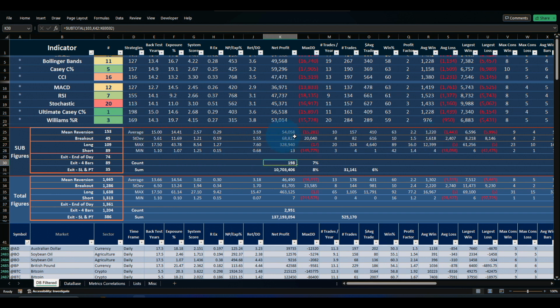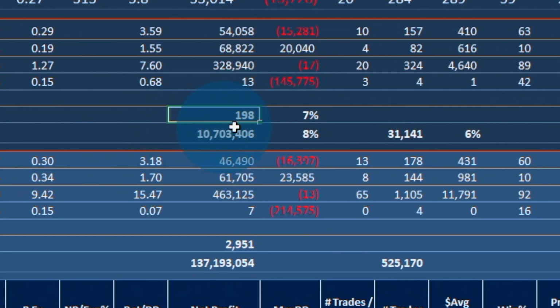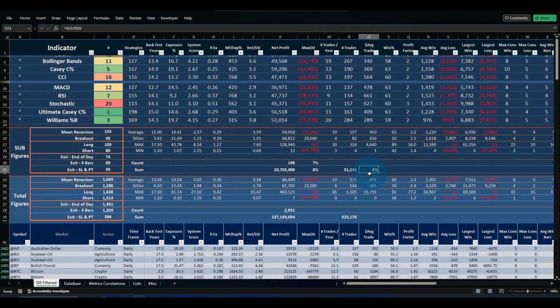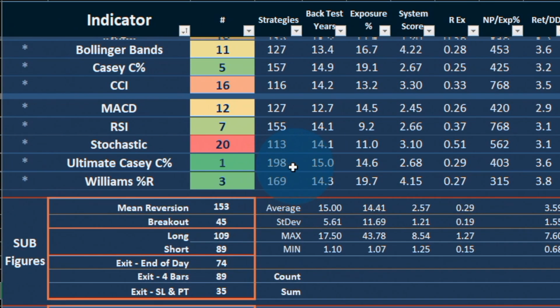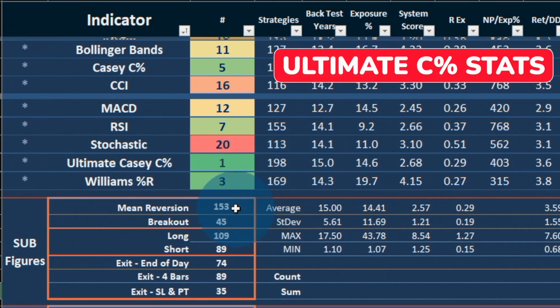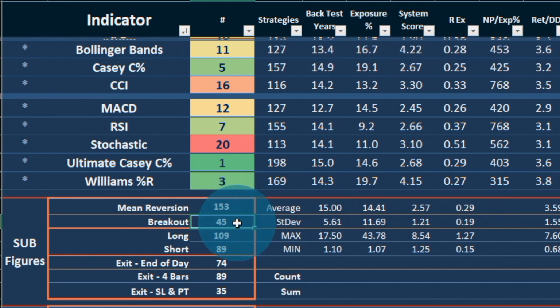Now, this section represents the Ultimate C percent numbers. So 198 strategies, which represent 7% out of all the strategies that pass the robustness filter. In 198 strategies, we have 31,000 trades, and those represent 6% out of the 500,000 trades. And if we focus on this part, out of the 198 strategies, we have 153 mean reversion and 45 breakout.